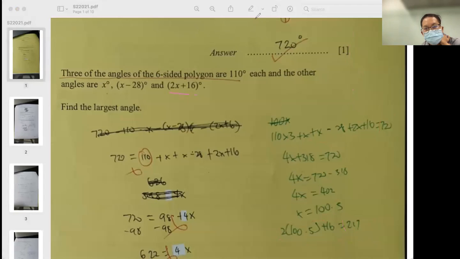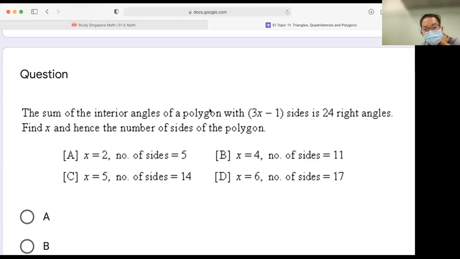Now do this question. The sum of the interior angles of a polygon with 3x minus 1 sides is 24 right angles. Find x and hence the number of sides of the polygon. Do this question now.